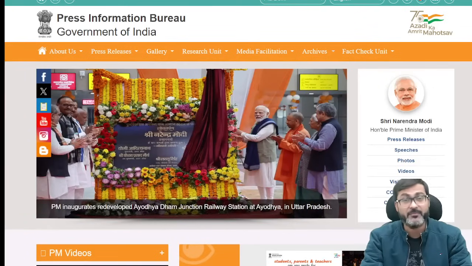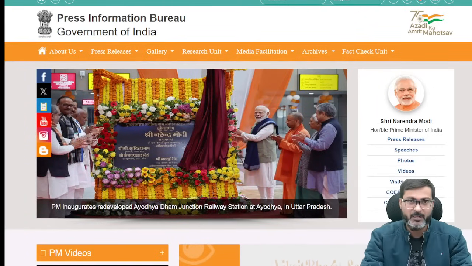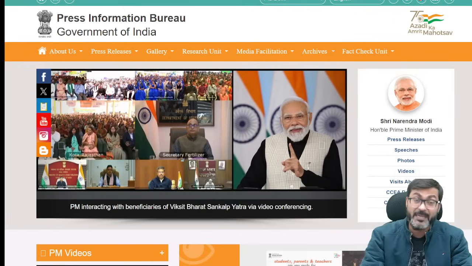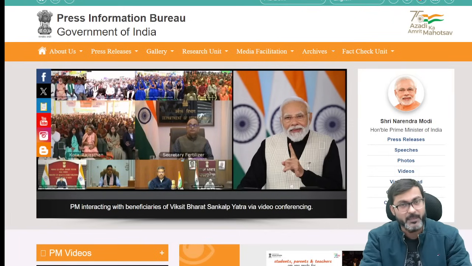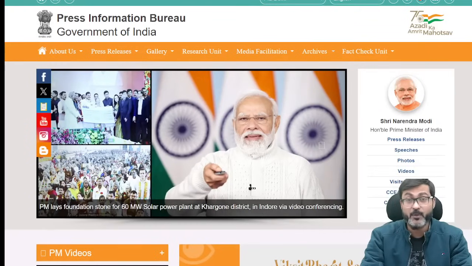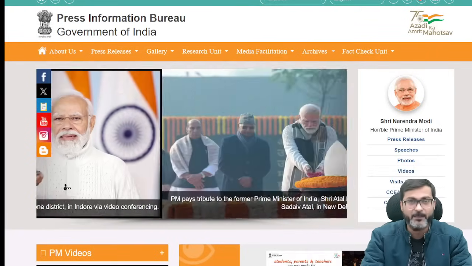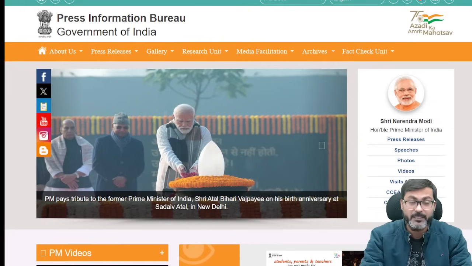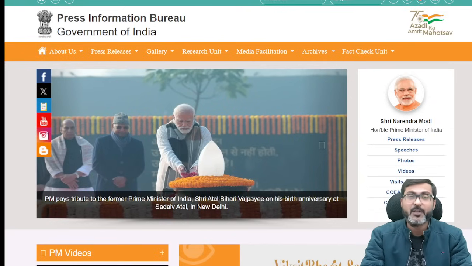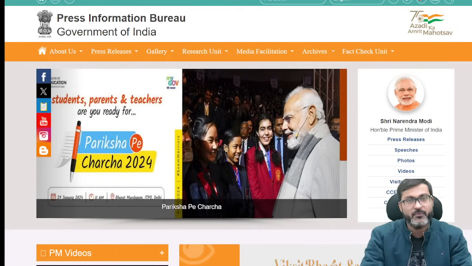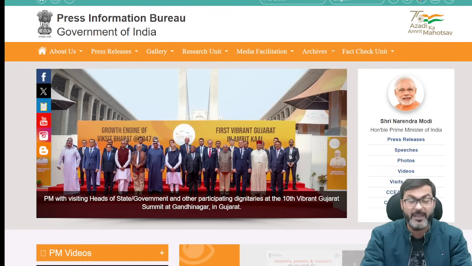Not only in phase 1, the ESI paper of phase 2 completely consists of questions from PIB and the government schemes. And not only this, PIB also covers a certain part of the government schemes as well. For example, the schemes in news are covered through the PIB. So in both phases of the RBI Grade B examination, the importance of PIB is very high.